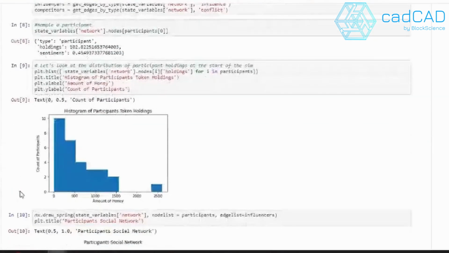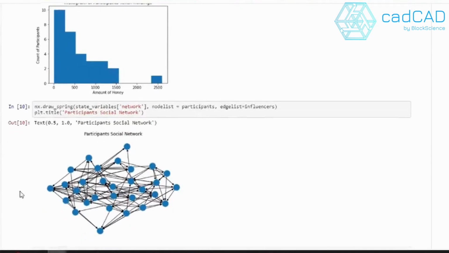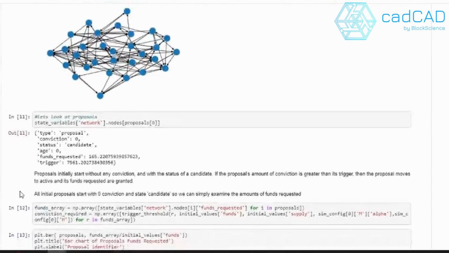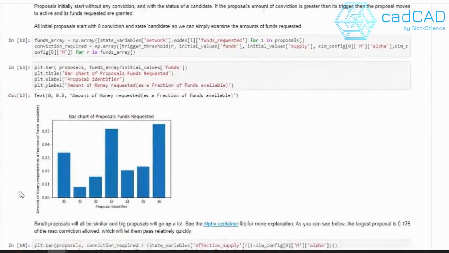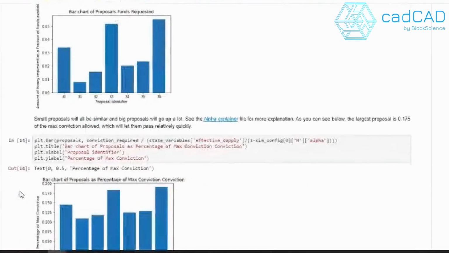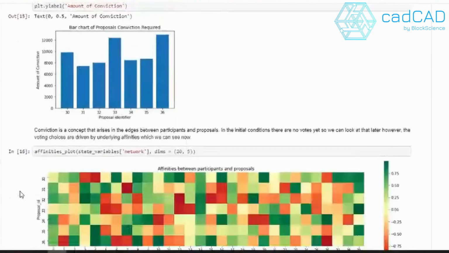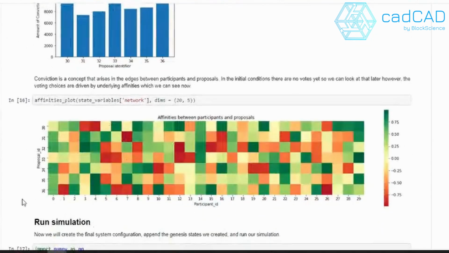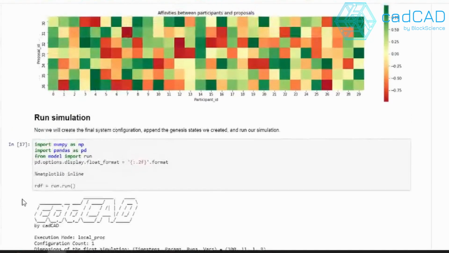We can show the initial participant starting values of their tokens, the amount of honey they have. The initial social network, like Jeff said, which is how influential this person is. We have very rough social dynamics around those sorts of things. And then the amount of funds requested for the different proposals and their identifiers here, as we had a couple that we started with, and the initial affinities between participants and proposals, which is the amount that participant A likes proposal Z, for instance.